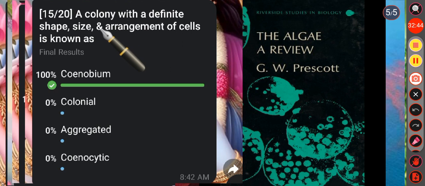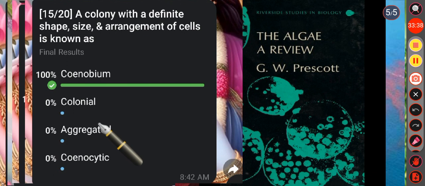Then question number 15, a colony with a definite shape, size and arrangement of cells is known as: option A coenobium, option B colonial, option C aggregated, option D coenocytic. Here the correct answer is option A, that is coenobium. Again, coenobial form is divided into two types, that is motile coenobial form, for example Volvox, and non-motile coenobial form, for example Hydrodictyon. Then see the other option, that is colonial. Colonial forms of thallus organization are divided into two types, that is coenobium form and aggregated form.